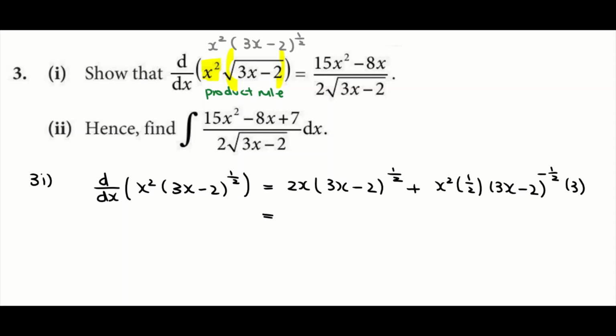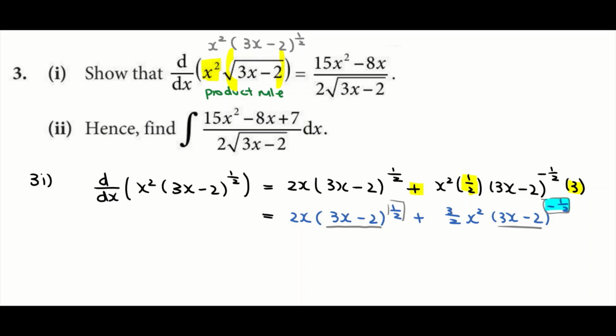Differentiate the first, keep the second, plus differentiate the second, keep the first. Let's simplify this further. I will combine my 3 times half, give me 3 over 2. And now I notice that there is a common factor, 3x minus 2, 3x minus 2 with different powers. I can do factorization. Who can I factorize out? I should factorize out the lower power.